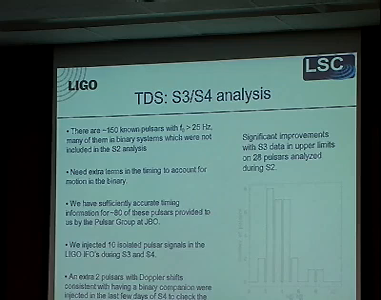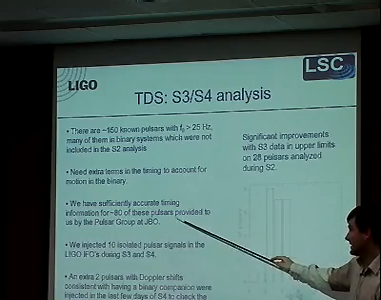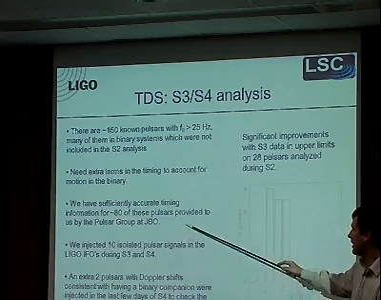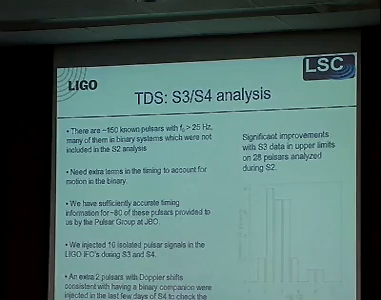So for the S3, S4 analysis, we've currently set upper limits on 80 pulsars. There are 150 known pulsars, but for many of them we didn't have the timing well enough to include them. We also did some more signal injections, including 2 signals simulating pulsars in binary systems, and we were able to extract them successfully.